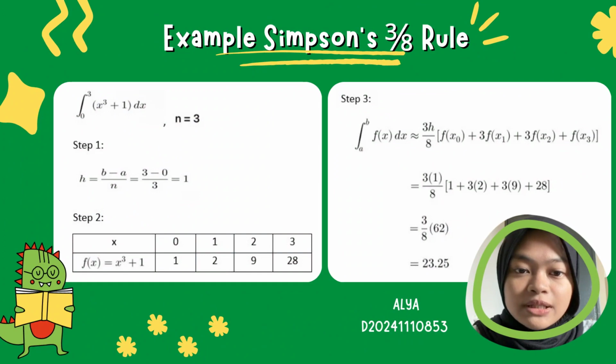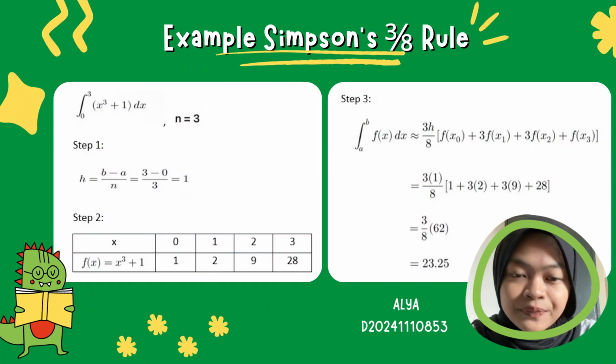Then, we apply the Simpson's 3/8 rule formula, which is 3h/8 multiplied by f(x0) plus 3 times f(x1) plus 3 times f(x2) plus f(x3). Substituting the values, we get 3/8 multiplied by 1 plus 3 times 2 plus 3 times 9 plus 28. The total value inside the bracket is 62.